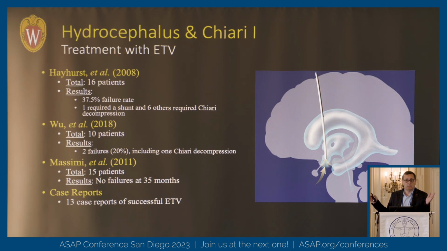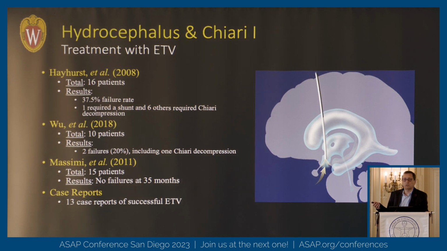I'm going to show you pretty much everything that's in the literature. So this is ETV. And the question is, why do you do ETV on someone with hydrocephalus and a Chiari malformation? Well, the only reason to do an ETV is if you suspect there's an obstructive hydrocephalus. And if there's an obstructive hydrocephalus and the aqueduct looks open and you have an obstruction at the foramen magnum called Chiari malformation, ETV is a reasonable option.